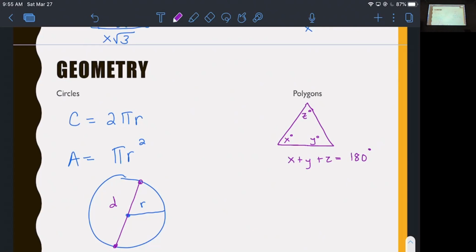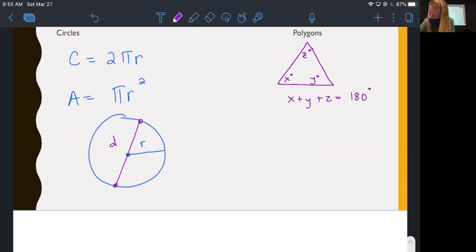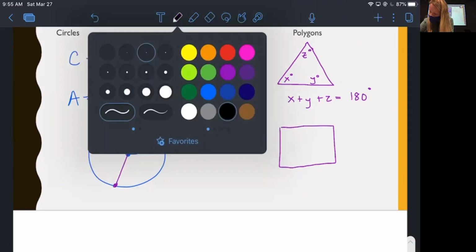For every side that you add, so if you go up to 4 sides, you add a 180. If you go up to 5 sides, add another 180. 6 sides, add another 180. Why? Because you're making more triangles. So if you had a 4-sided shape, how many triangles can I make on the inside of that?